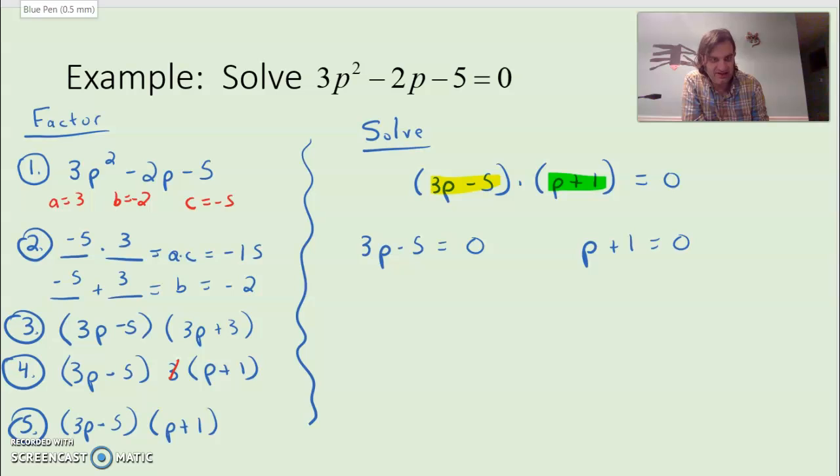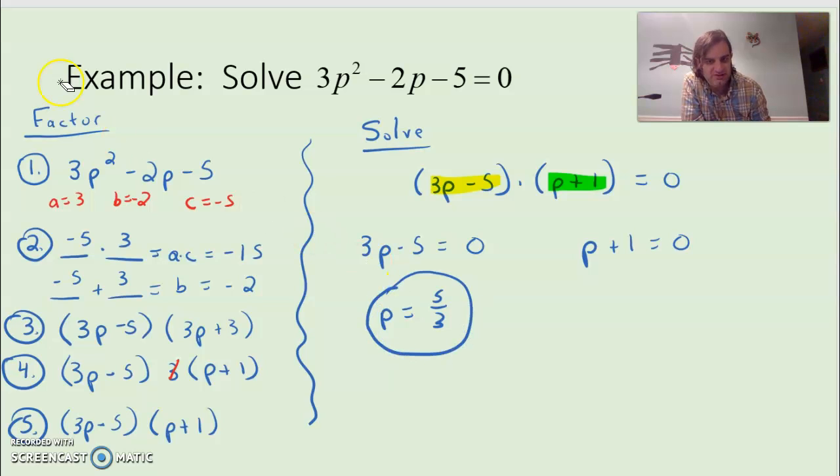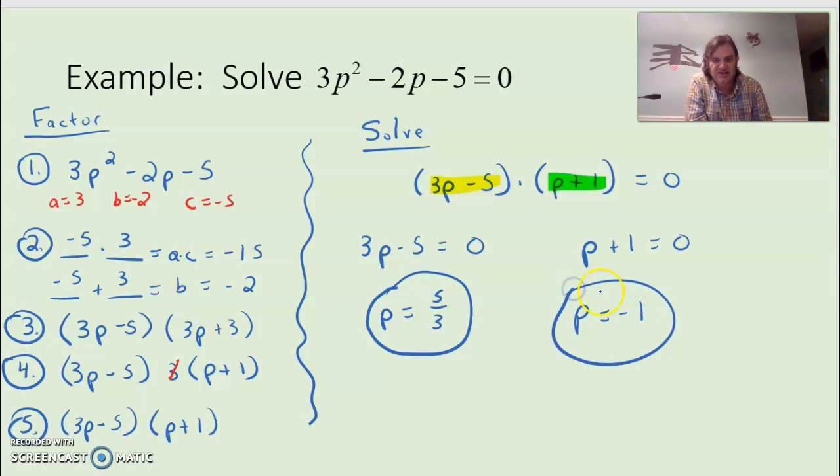So if we go back to solving simple linear equations, we need to get p by itself. So in the first one, we'll add 5, divided by 3, and we'll get that p equals 5/3. That's a messy 3. Let me clean it up. Or try to. That's a little bit better. And the other one we'll get p equals -1. So we get two answers out of this.